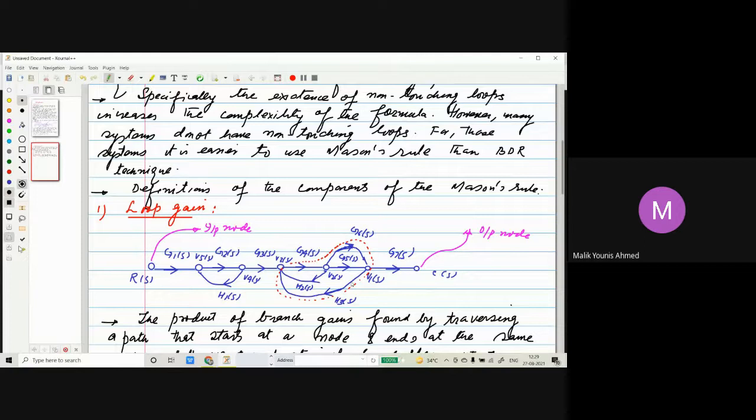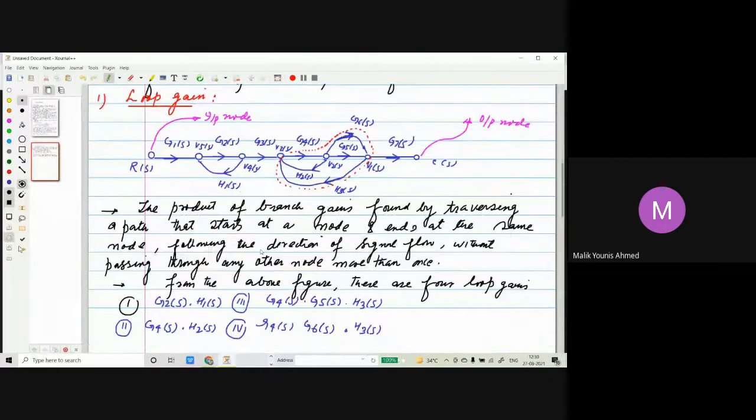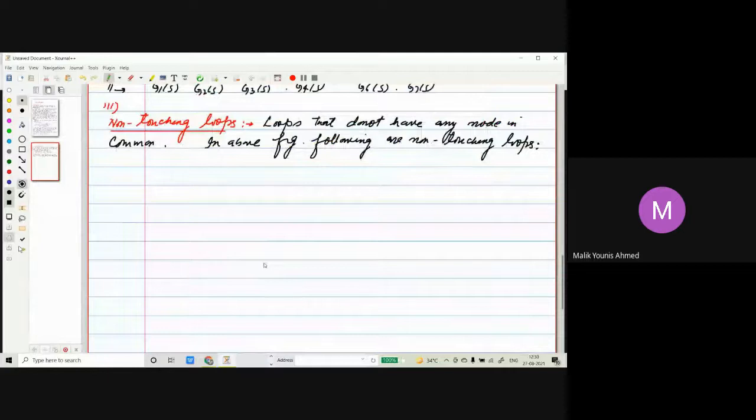First of all, we know there are 4 loops in totality, but then we can also identify which of the loops are not touching each other. What does that mean? They should not have any node in common. So we can say number 1, we can write here, loop. First loop is G2 of S.